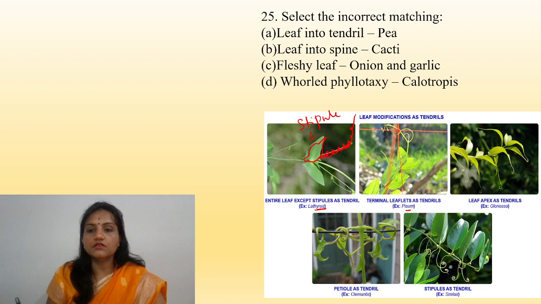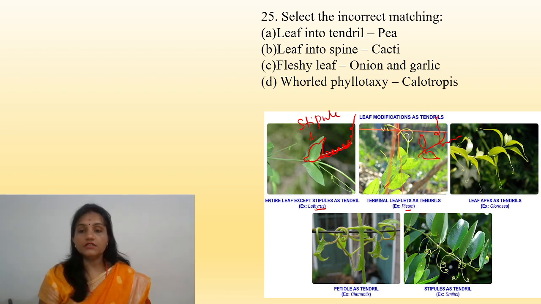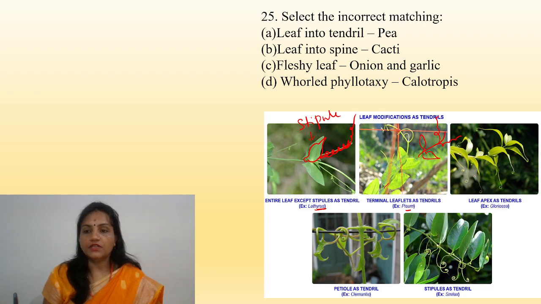Then in case of Pisum, or we also call it Pisum sativum, so Lathyrus or pea plant, the leaflets are modified. There are leaves, but a few other leaves, the leaflets, get modified into tendrils. So leaf apex as tendril, you can see here this is the leaf, and the apex, the tip, is modified into the tendril. And petiole as tendril: the petiole is getting modified into tendril, and there is a leaf as such. And in case of Smilax, the stipules get modified into tendrils.